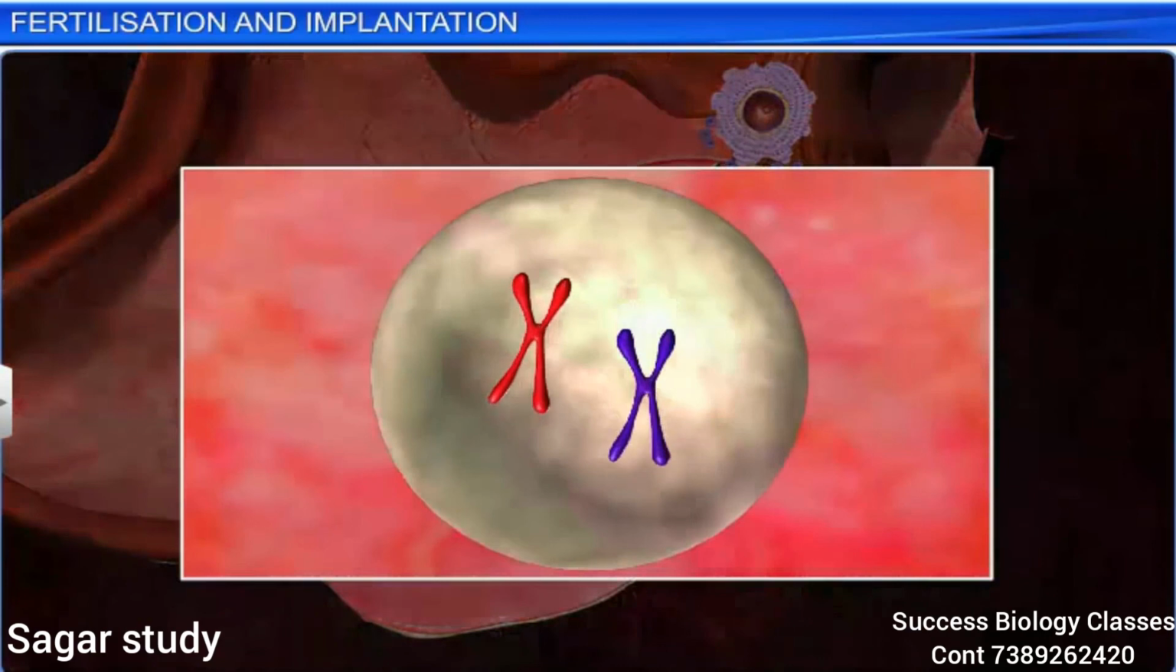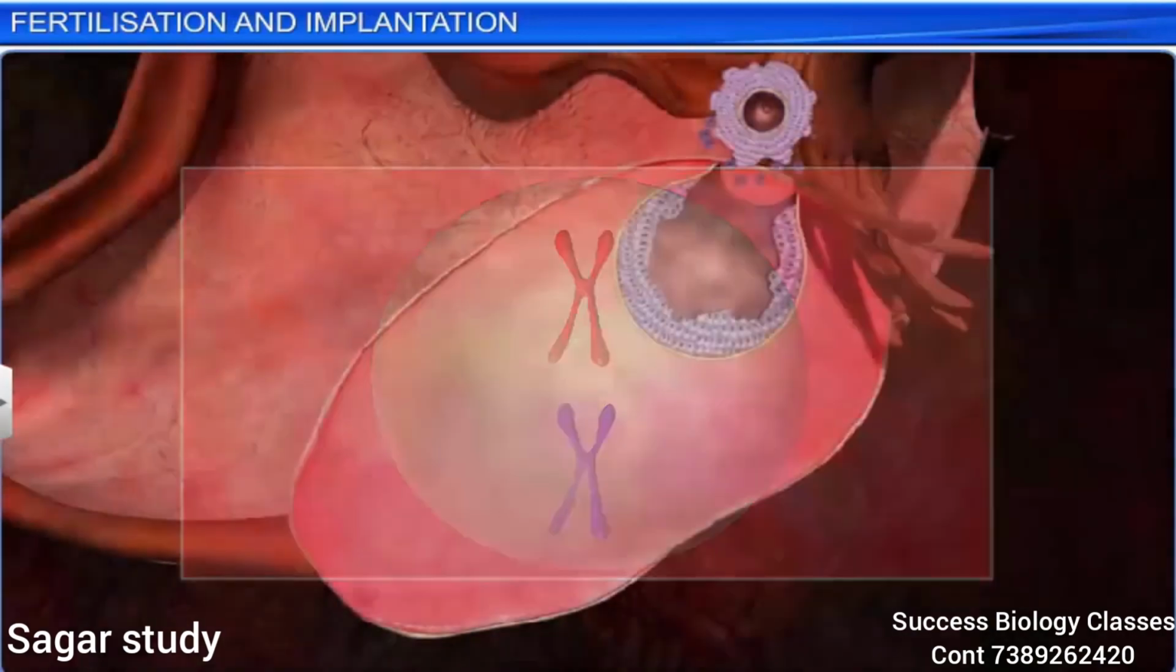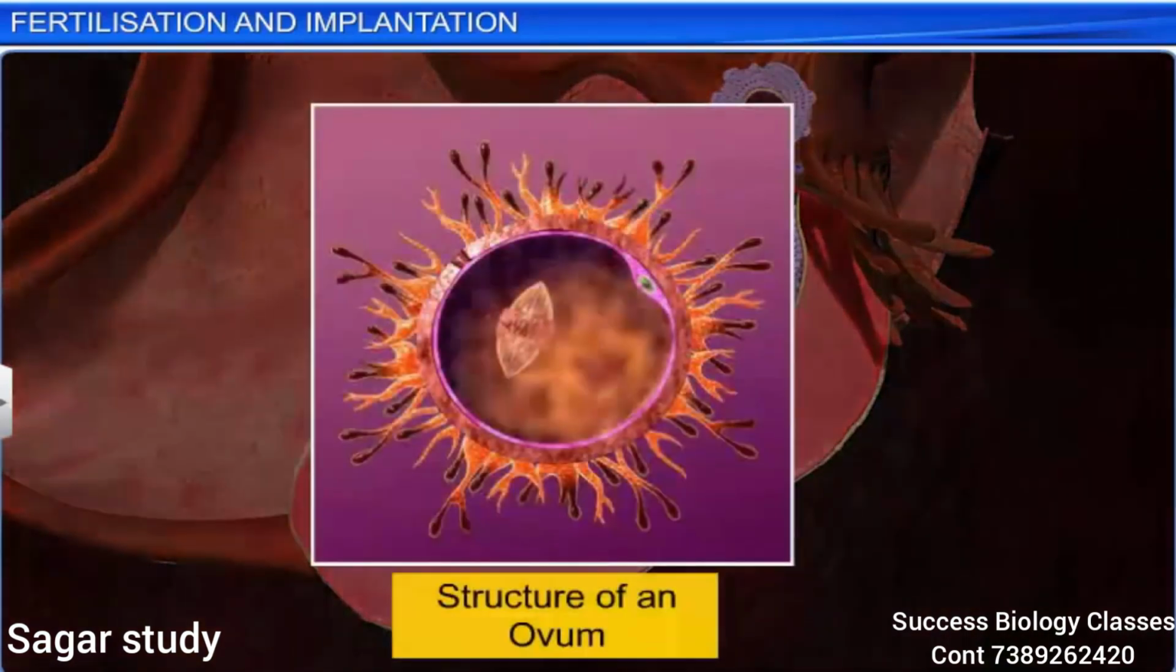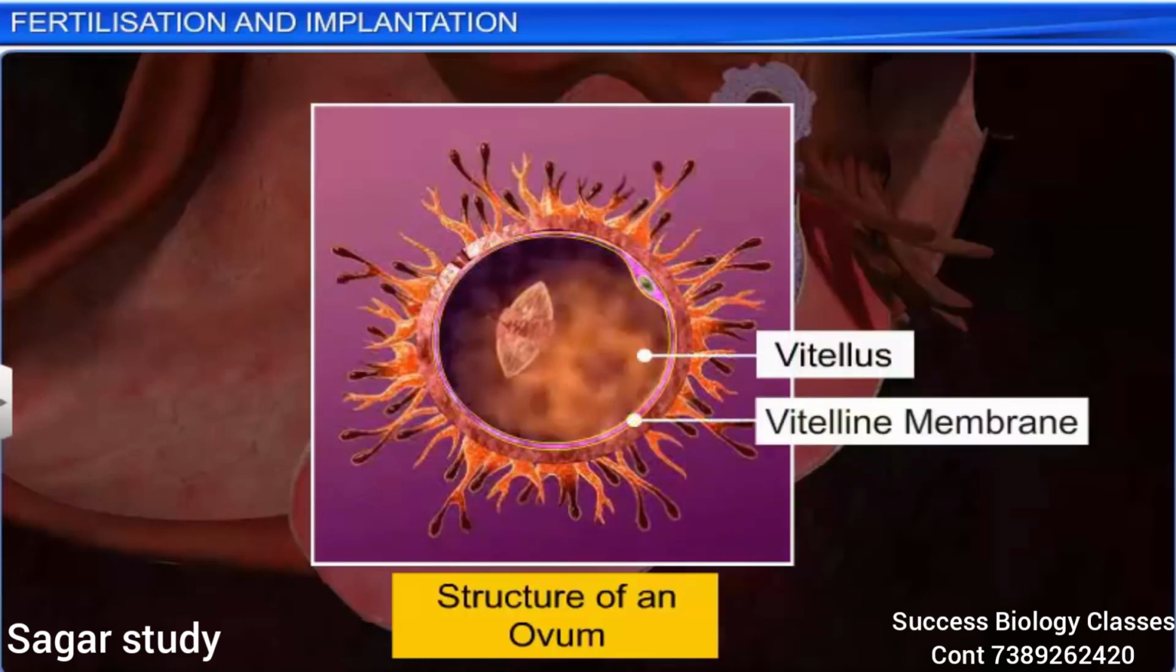Upon its release, the ovum begins to undergo the second meiotic division. However, the division does not go beyond the first phase. Interestingly, the ovum contains only the X chromosome. Studies have shown that the ovum is filled with cytoplasm called the yolk or vitellus, surrounded by a membrane called the vitelline membrane.